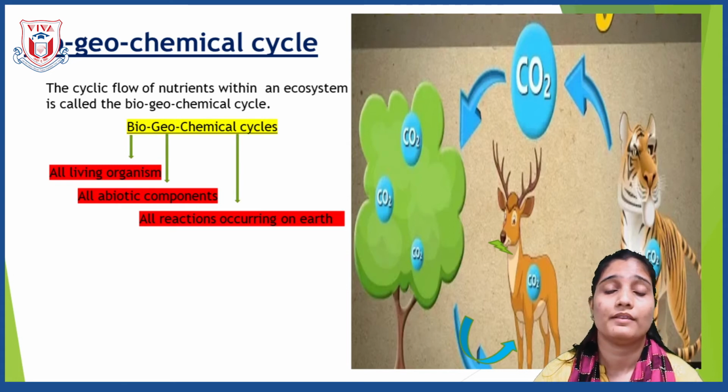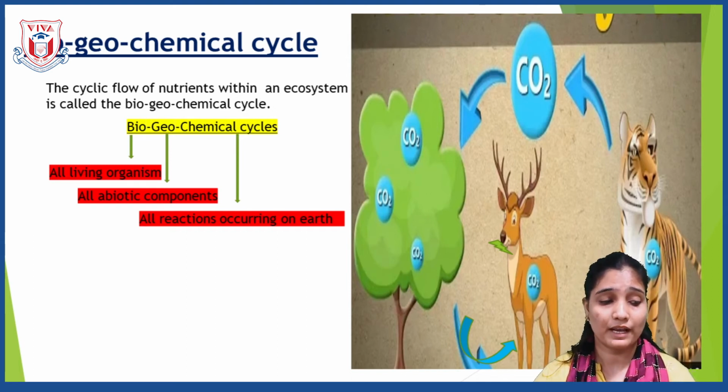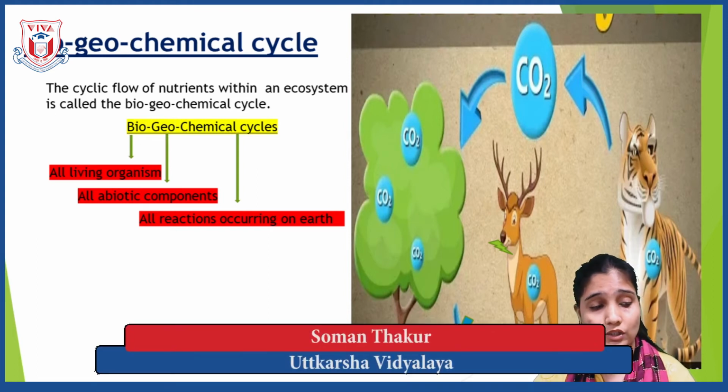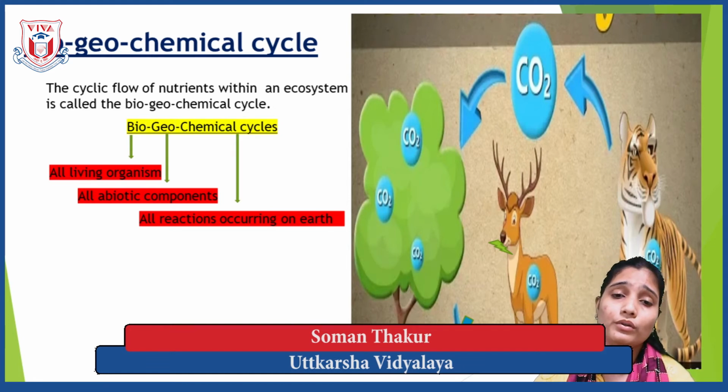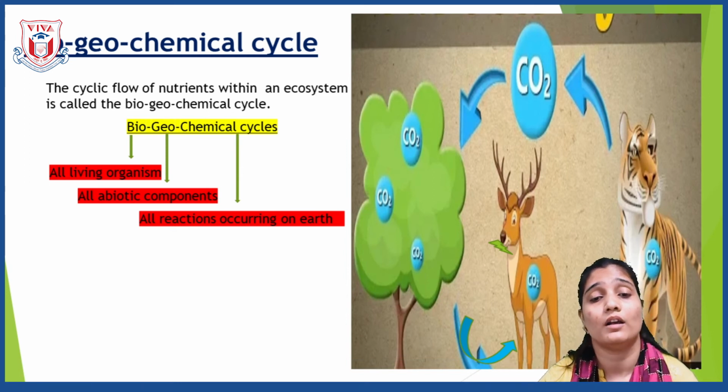बायोजिओकेमिकल सायकल म्हणजे काय? The cyclic flow of nutrients within an ecosystem is called biogeochemical cycle. Biogeochemical cycle is a movement of chemical substance due to interaction between biotic and abiotic components of the earth. So, do you know biogeochemical cycle indicates what? Bio indicates all living organisms like plants, animals, insects, etc. And geo indicates all abiotic components like oxygen, mountain, air, water, which are non-living things. And chemical cycle indicates all reactions occurring on the earth like carbon cycle, oxygen cycle, corrosion, etc.